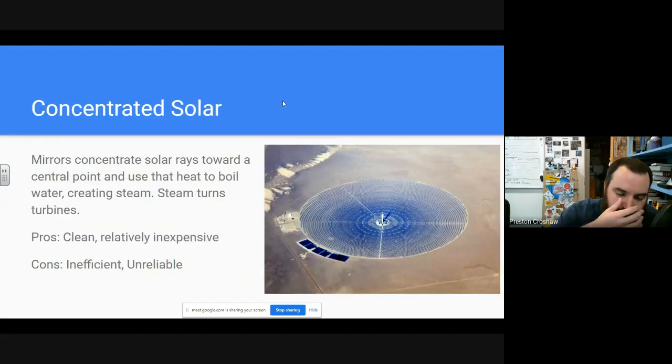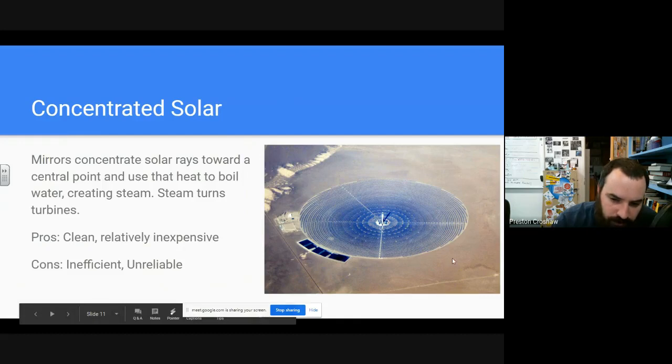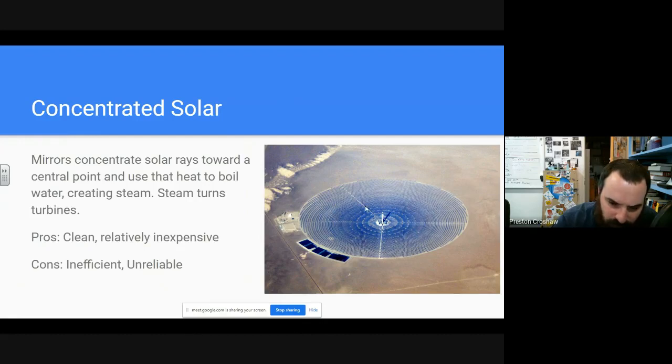All right, concentrated solar. This one is where you've got these huge mirrors, right? This is a very, very large, I believe this is in Nevada, very, very large array of mirrors, and they all point toward this central tower. And that central tower heats up a lot. They might have water in there, or they might have actually molten salt, but they use that heat to boil the water. And that heat can just be exchanged back and forth. They boil the water, it turns turbines, and that turbine generates electricity. So pretty sweet.